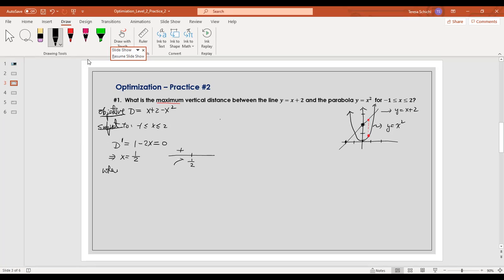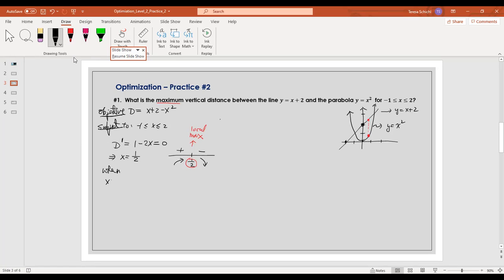So I have increasing. If it's greater than, it's negative, so I have a decreasing. So now we confirm that this one will give me the maximum value. The local max could happen here. But because my function is restricted to -1 and 2, let's take a look. How do I find the absolute max?